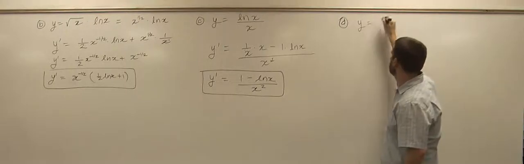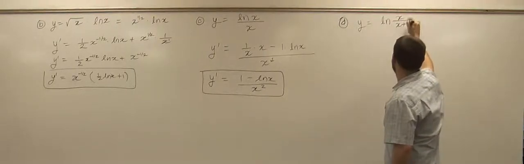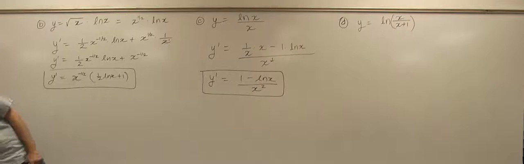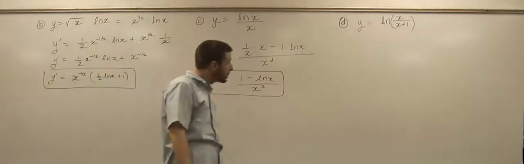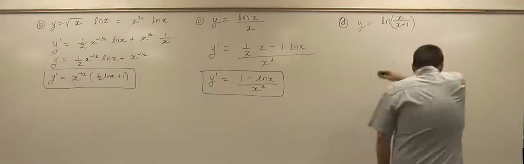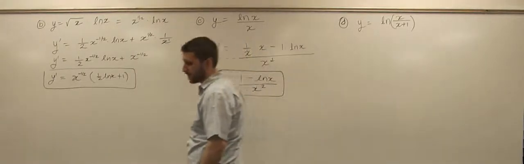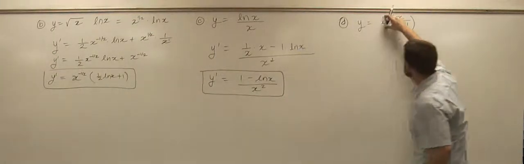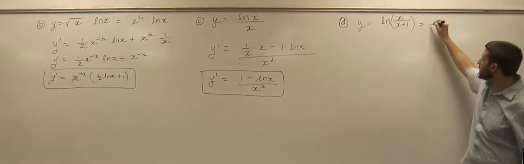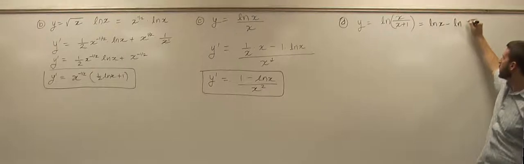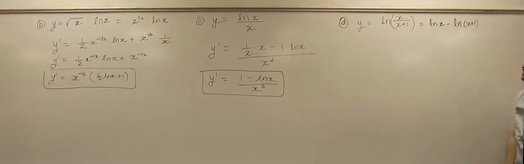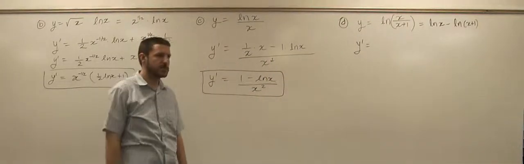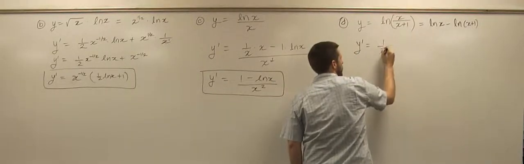What about this guy? How would you do the derivative here? Yeah, I would definitely change this to subtraction. Right, your log rule says if you have ln of a quotient, you can rewrite it as natural log of the top minus natural log of the bottom. And then the derivative is almost trivial, right? The derivative of ln x is 1 over x.